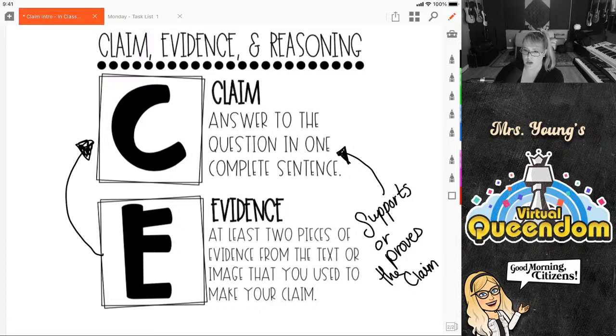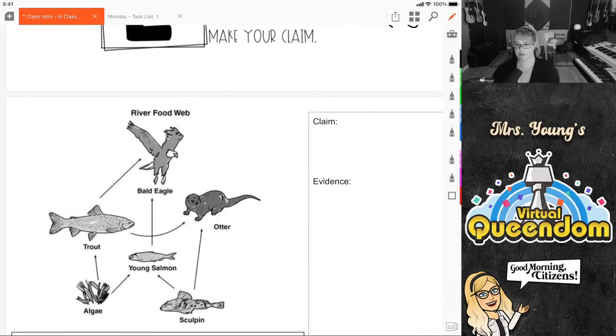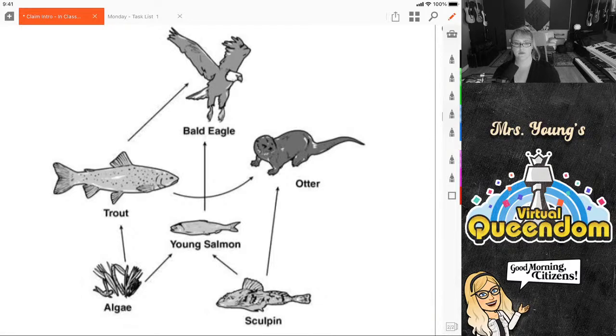Okay. So here's what we're going to do. Make an observation. What do you notice? I notice in the food web that. What do you notice? I use the whole phrase.